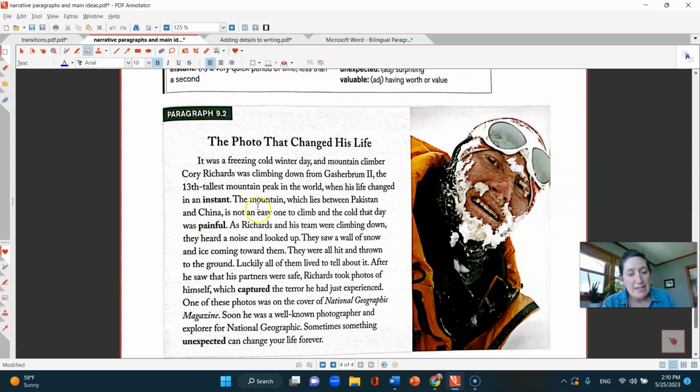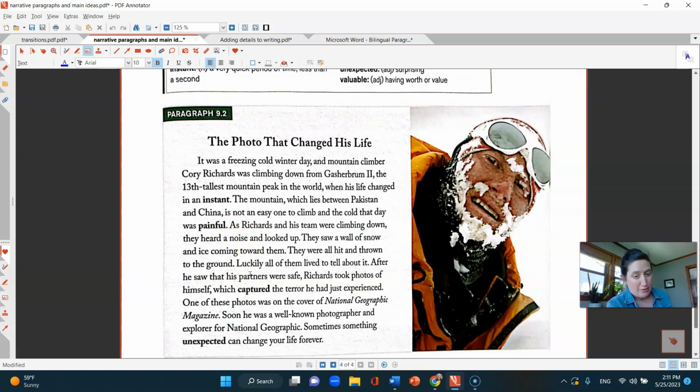Then we have the beginning of the paragraph. The mountain, which lies between Pakistan and China, is not an easy one to climb, and the cold that day was painful. It hurt. Okay, so that's sort of the beginning of the paragraph. It's giving the location and some background information. Then you see all of the action in the middle of the story.